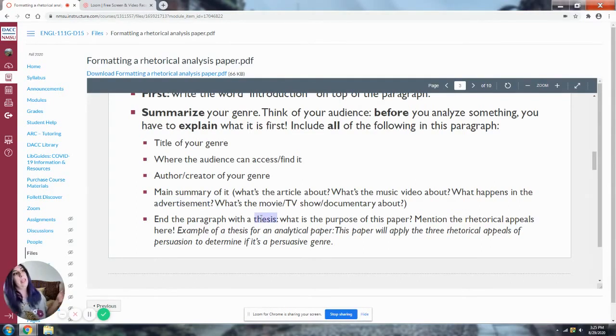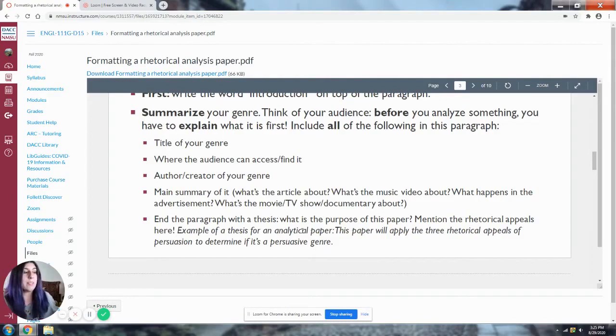Remember, the thesis statement states the overall point of your paper. So what is the purpose of your paper? What is the audience going to find out after they read the introduction? So you might want to mention in that thesis statement, that one sentence, the rhetorical appeals.